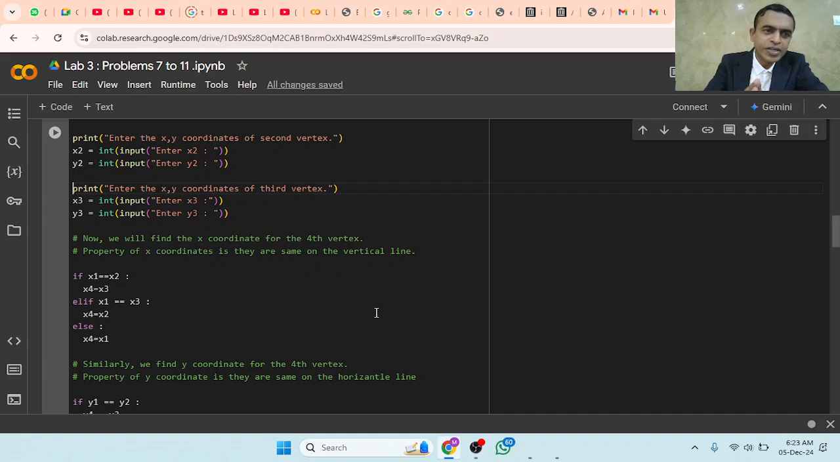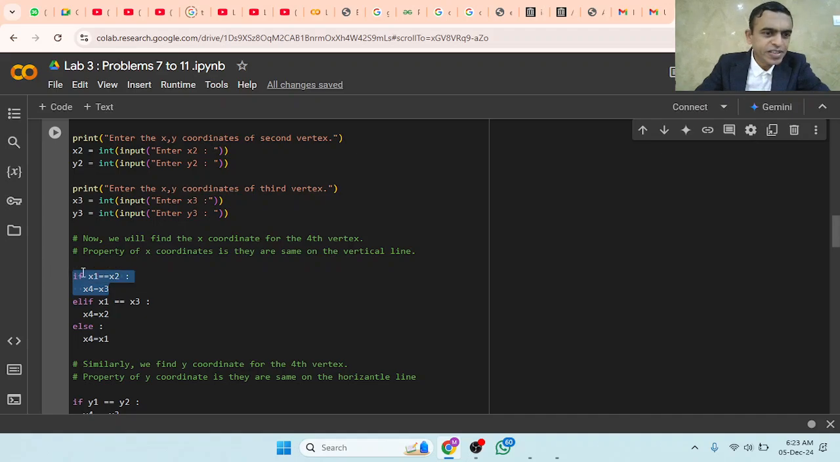So there are 4 points, x1, x2, x3, x4. Out of these 4, there will be 2 pairs. So if x1 is equal to x2, naturally, what will be x4? x4 will be x3. There should be 2 pairs there. If x1 is equal to x2, then x4, which is unknown, x4 and y4 are unknown, then x4 will be x3. This is the logic.